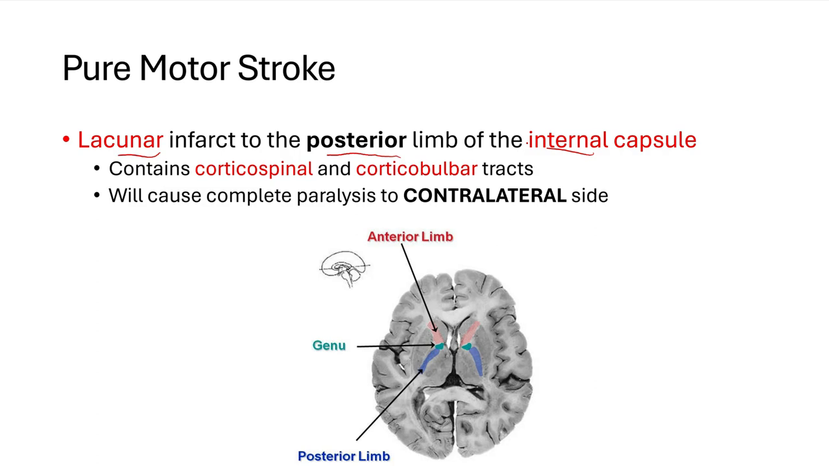A stroke in the posterior limb of the internal capsule causes a pure motor stroke because it contains tightly packed descending motor fibers from both the corticospinal and the corticobulbar tracts. Thus, this will cause complete paralysis to the contralateral side. AKA, if you present with full paralysis on the left side of your body, that is suggestive of damage to the right posterior limb of the internal capsule. Down here is an image of that internal capsule. As you can see, we have an anterior limb and a posterior limb. Damage to this blue structure back here will cause this presentation.